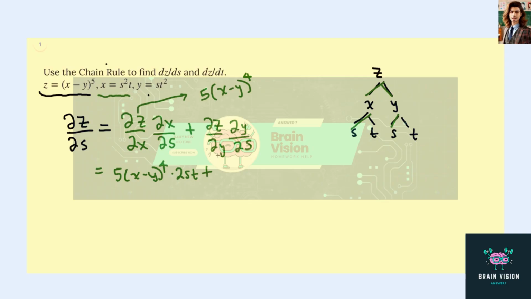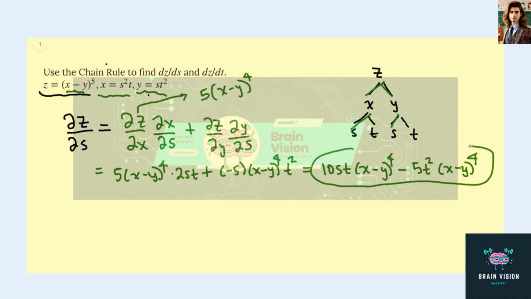And then dz over dy, this time you'll use the power rule, but when you use the chain rule, you'll get a negative 1 here. And then the derivative of y with respect to s, that's just t squared. So perhaps we can just clean this up a little bit. So that's one of our answers there, the derivative of z with respect to s.